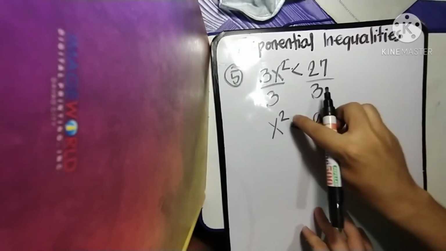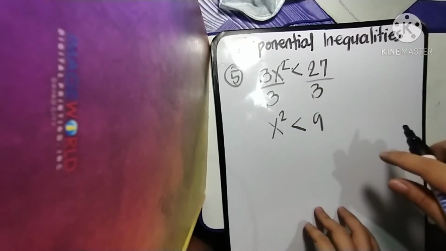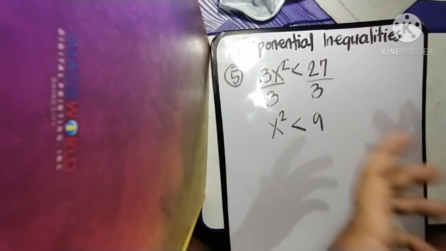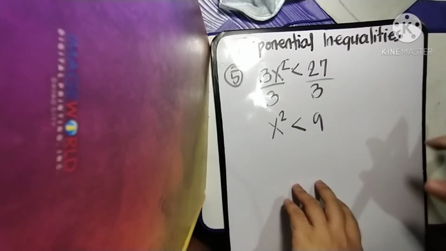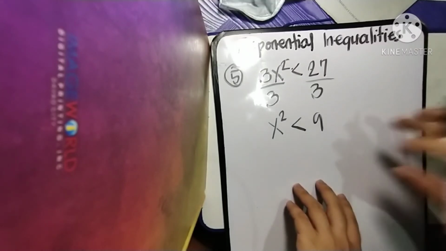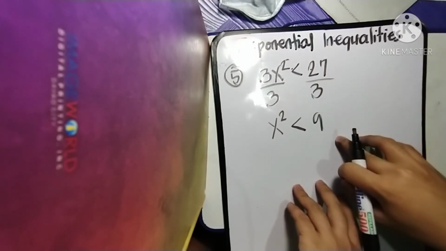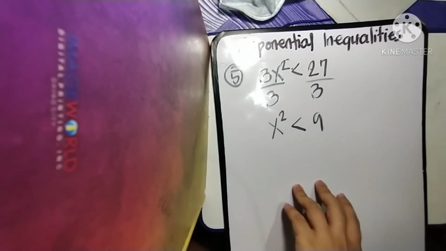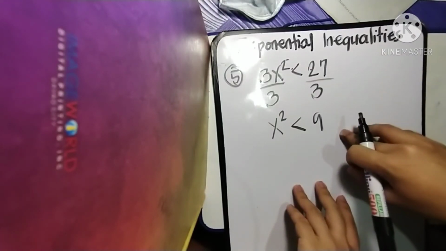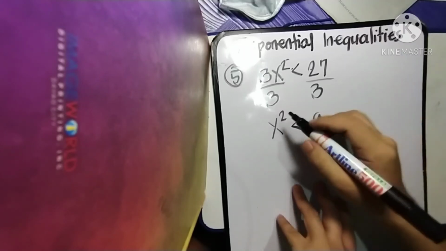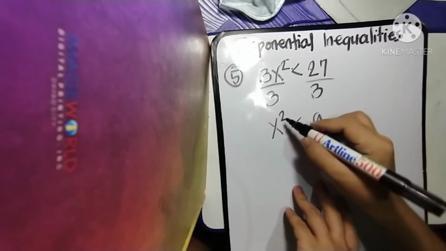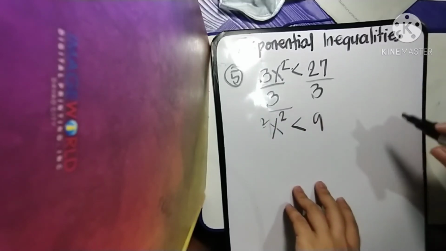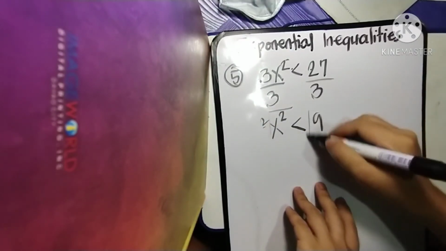Then, tanawon na nato if the exponent of x is even or odd. Now 2 is even, meaning to say pares. So therefore, natay duha ka solution set. Okay, to find the solution set, we need to identify the roots of this given function. Okay, so since the exponent of x is 2, so therefore we need to get the square root of x squared, then square root.